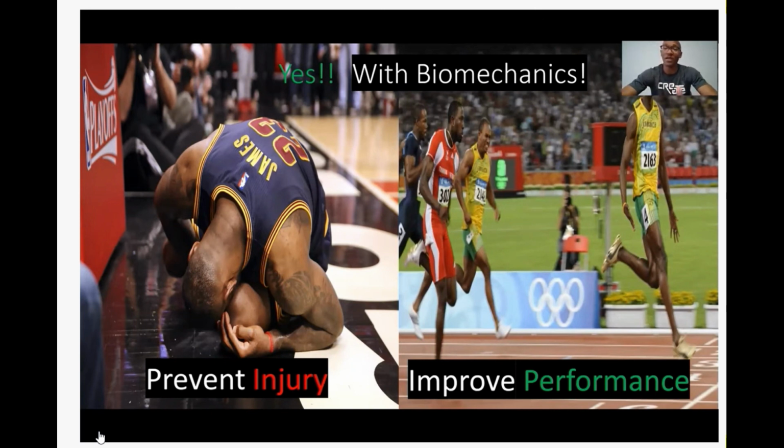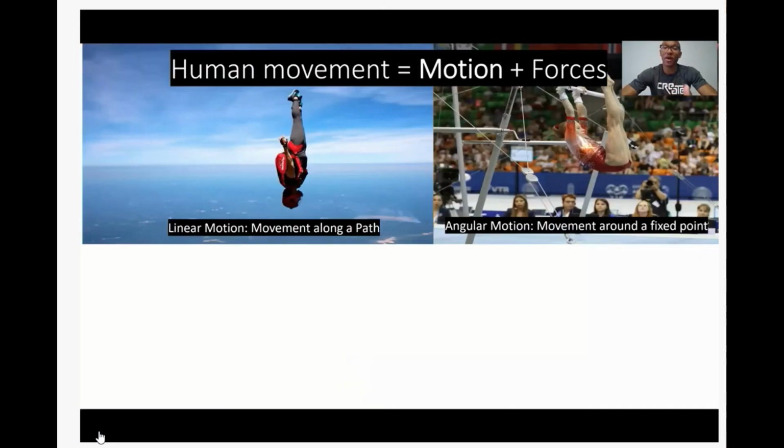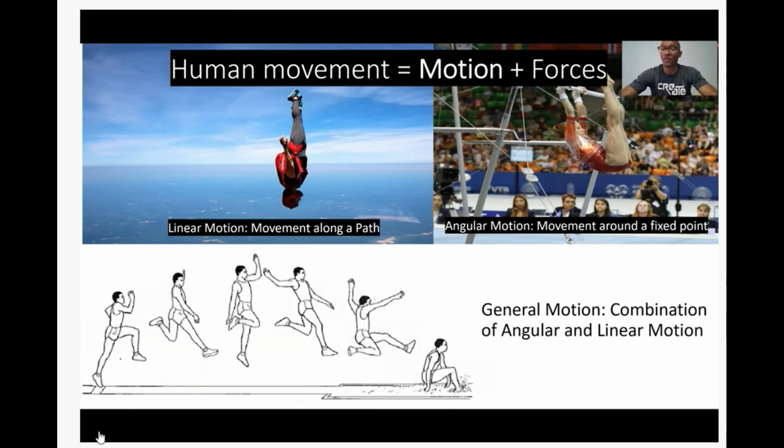But before we can achieve either of these 2 goals, we first need to establish what human movement is made up of. Human movement is comprised of motion and forces. Motion can either be linear, which is movement along a particular path, or angular, which is movement around a fixed point. However, when we move, it's often a combination of both linear and angular motion.